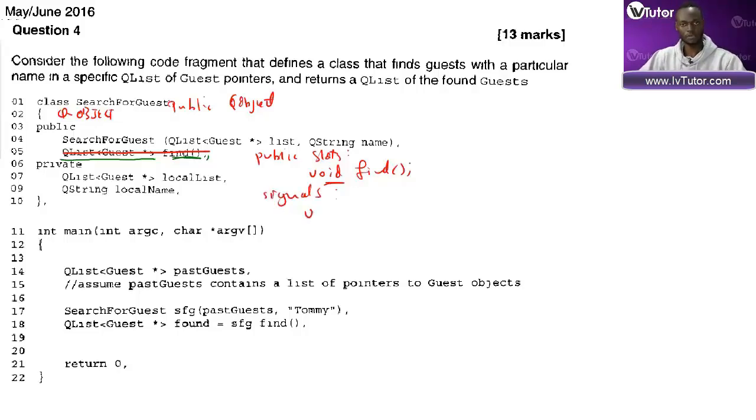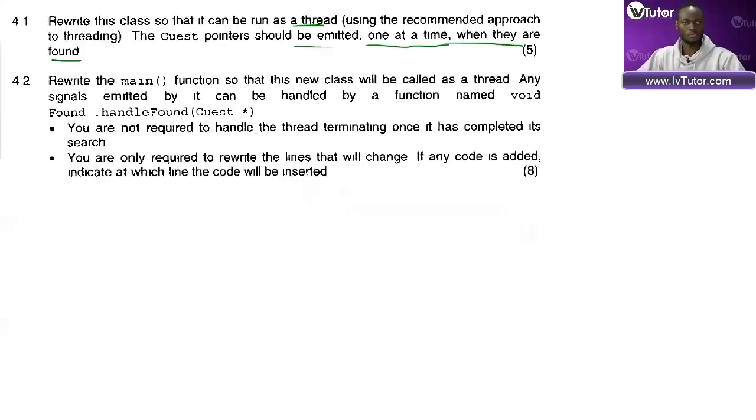Maybe I can say void guestFound. And this one will send a guest that has been found. In this case, it's a pointer. And I can have another one, finished. I've got my two signals and I'm done. So with practice, you start to get the gist of it. That is everything you always do. And now, rewrite the main function so that this new class will be called as a thread.